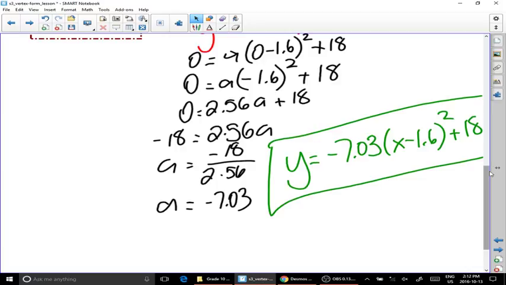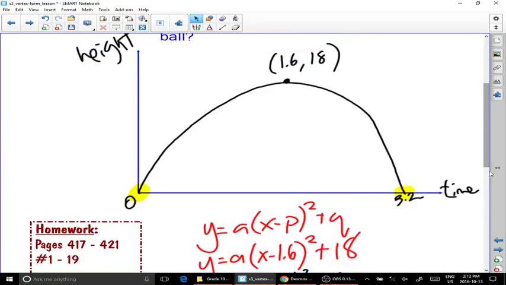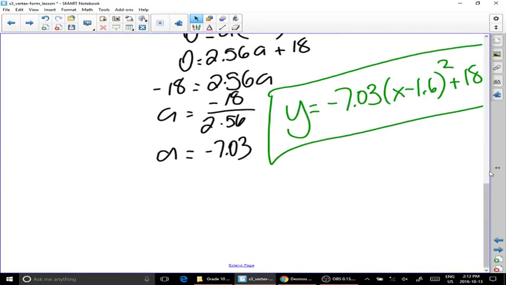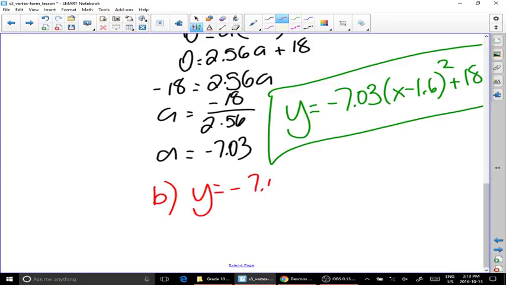And part B asks what the height of the ball is after, I believe it's 2.5 seconds. Part B is very easy. We could do it on the graphing calculator. We could do it on a standard scientific calculator. We don't need anything fancy to do part B. All we need to do is plug in 2.5 for which letter? X. X represents time. So part B, y equals negative 7.03 times 2.5 minus 1.6 all squared plus 18.